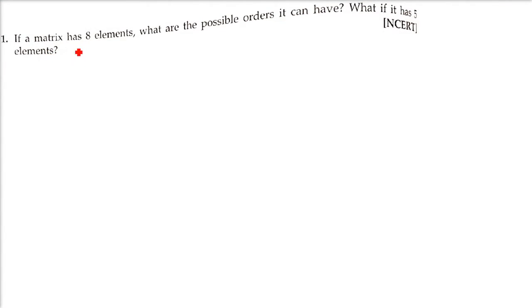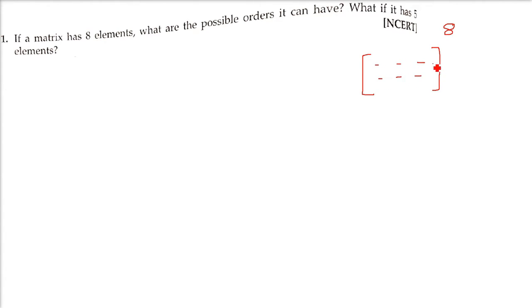The first question is, if a matrix has 8 elements, what are the possible orders it can have? What if it has 5 elements? First of all, for a matrix, how many elements will be there? Matrix is just a table. It's a row and column arrangement of elements, numbers, values.